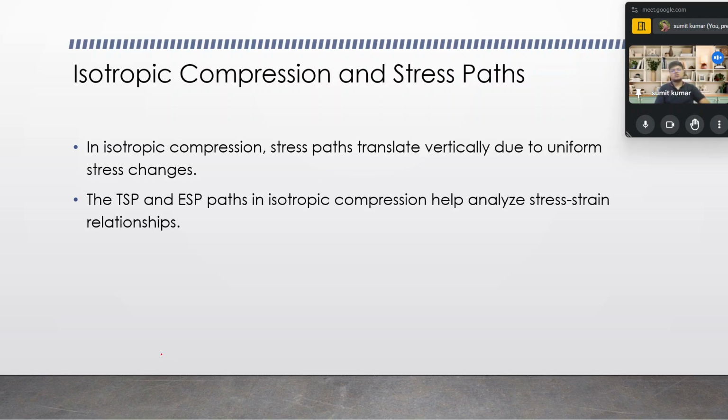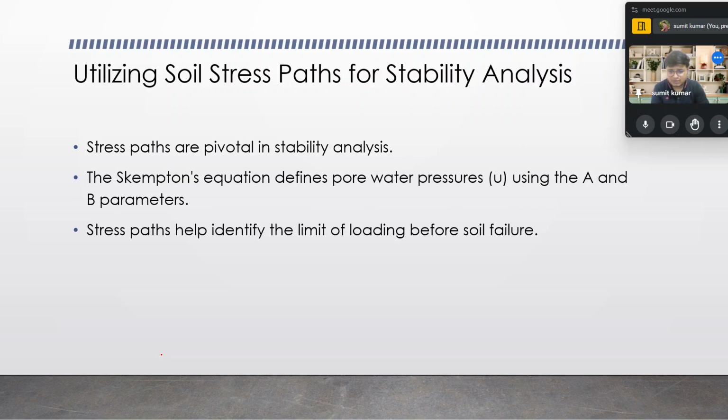When we talk about isotropic compression and the stress path, in isotropic compression the stress path translates vertically due to the uniform stress changes, and the total stress path and the effective stress path help analyze the stress-strain relationship. When we talk about utilization of soil stress path for stability analysis, stress paths are pivotal to stability analysis. The Skempton equation defines the pore water pressure U using the A and B parameters, and the stress path helps in identifying the limit of loading before the soil fails.